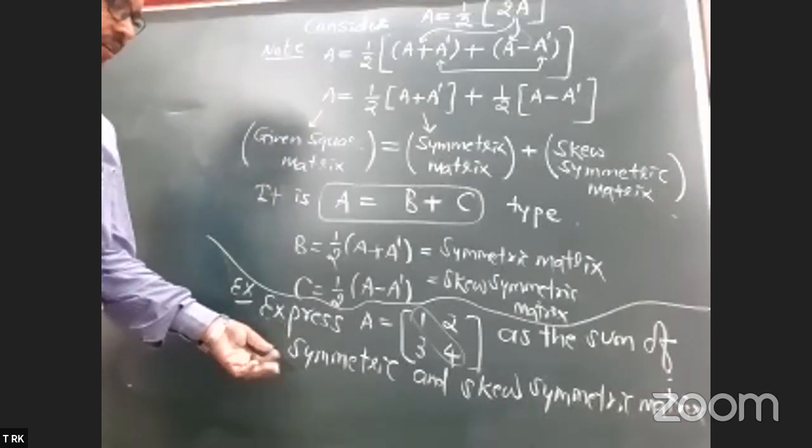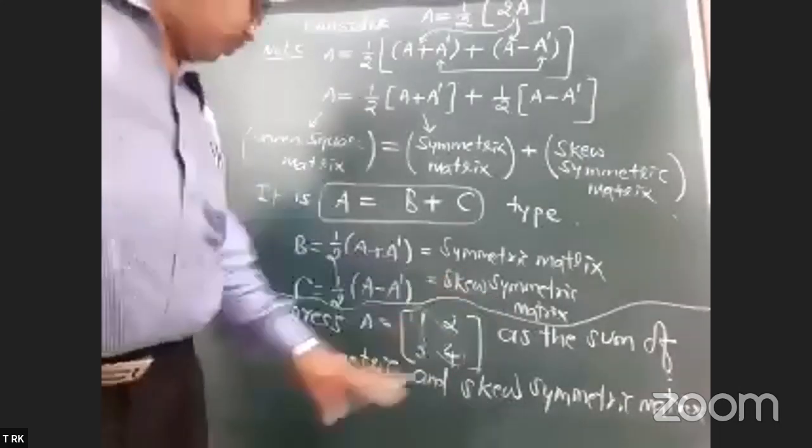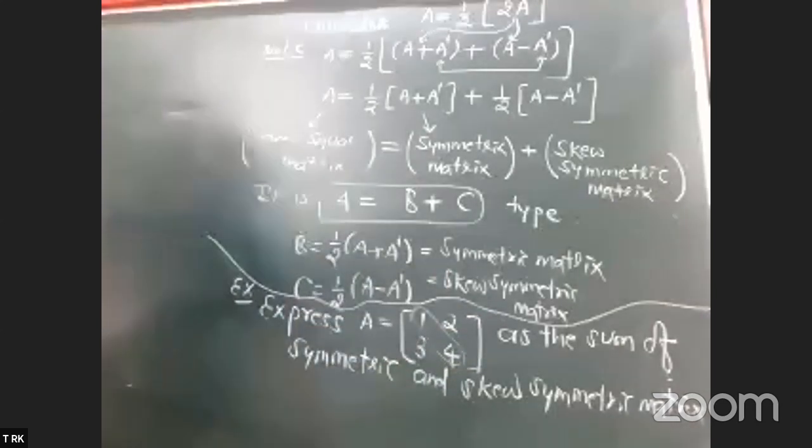See, you may get this as a 3 marks example. For 3 marks, express this as the sum of a symmetric and a skew symmetric matrix.